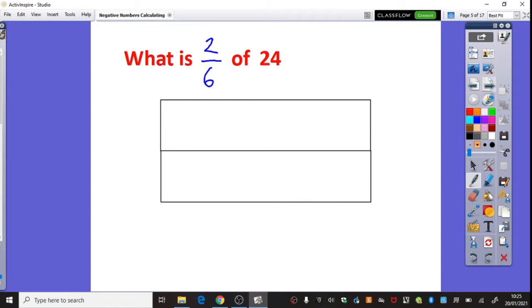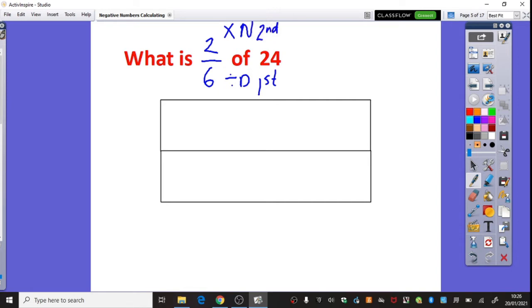So a reminder then that when we're finding a fraction of an amount, the first thing we need to do is to divide by this bottom number, this denominator. That's our first step. And then our second step is to multiply by the numerator. That's our second step, the top number.